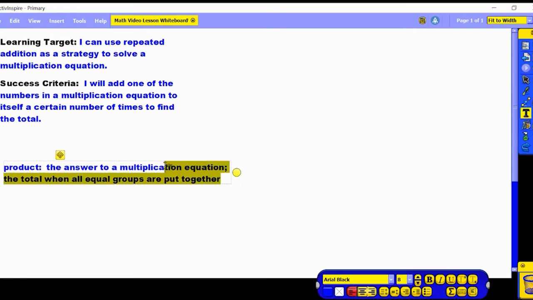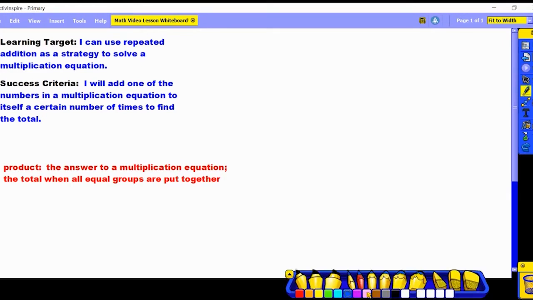Another important word to remember that we just talked about a second ago is repeated. Repeated just means something's happening over and over again, more than one time. And when we talk about repeated addition, we're adding a number to itself over and over again, however many times, in order to find the total. So let me write an example of a multiplication problem first, and we'll go step by step how to turn that into a repeated addition equation that we can use to solve.